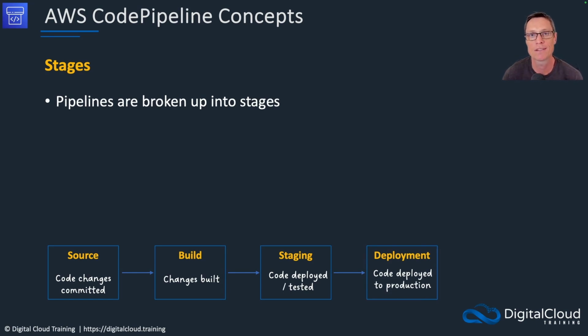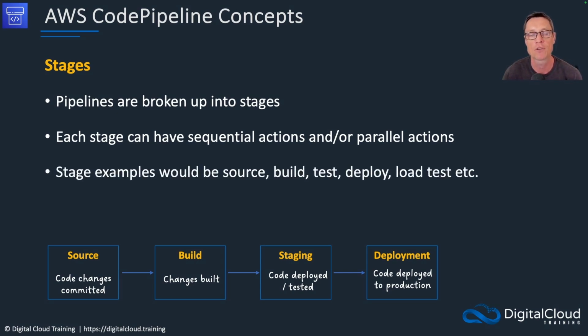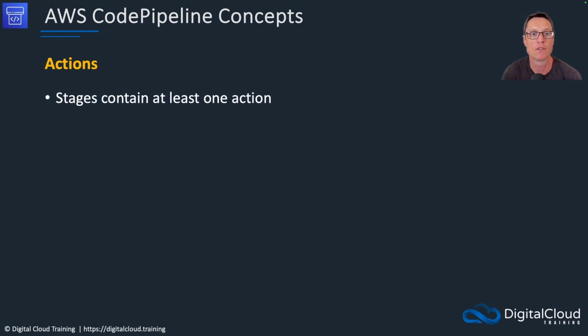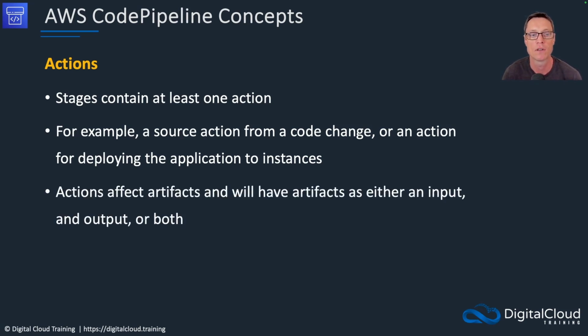And we might add that stage before we go through to deployment to actual production. So we can build our own customized pipelines depending on our specific requirements. Each stage can have sequential actions and or parallel actions. And for example, our stages would be source, build, test, deploy, load test, etc. We can also define manual approval at any stage. Another concept is actions. Stages contain at least one action, such as a source action from a code change, where a developer is committing a change of the code to the code base, or an action for deploying the actual application to instances. Actions can affect artifacts and will have their own artifacts as either input or output or both.